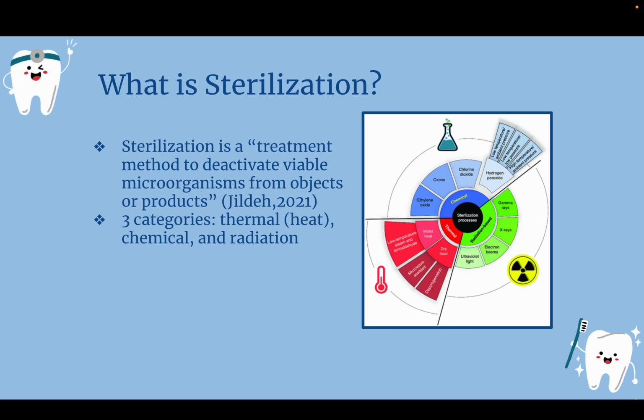So what is sterilization? Sterilization is a treatment method to deactivate viable microorganisms from objects and products. Basically, it's just preventing cross-contamination from occurring through using a thorough cleaning process. And we can categorize sterilization into 3 categories: thermal, chemical, and radiation. But for the sake of this project, we will be just talking about thermal sterilization, more specifically, moist heat.